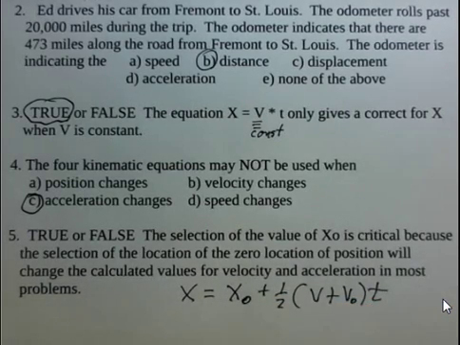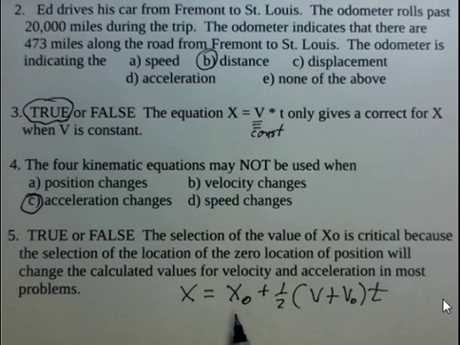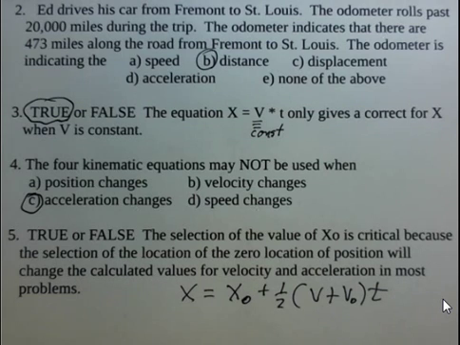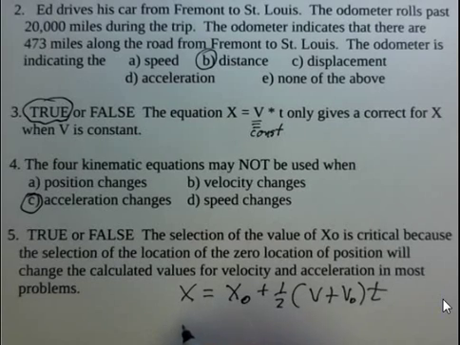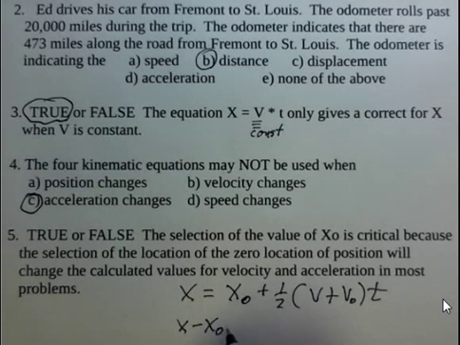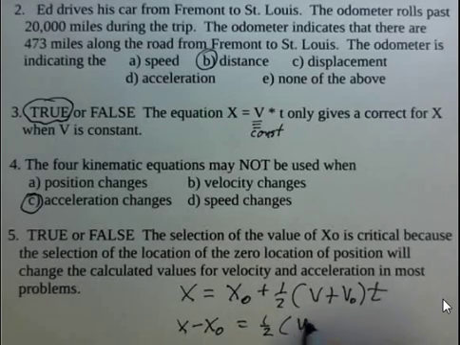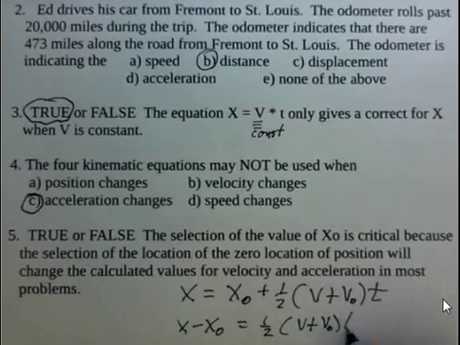Now, am I going to be in trouble if I don't really think about it and make the correct choice for where x naught is equal to 0, or what the x naught value is? The answer is no, I will not be in trouble. And this equation really is giving us the change in location. If I move the x naught off to the left side, 1/2 (v plus v naught) times t.